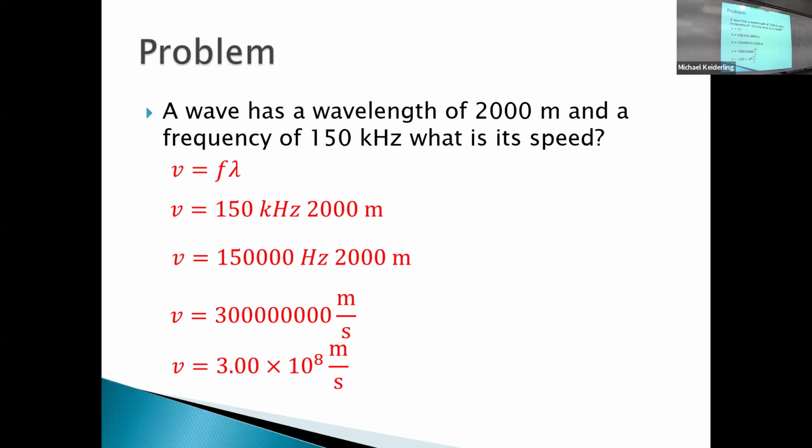At 150 kilohertz, it's longer than AM radio, but I mean, it's a radio wave.